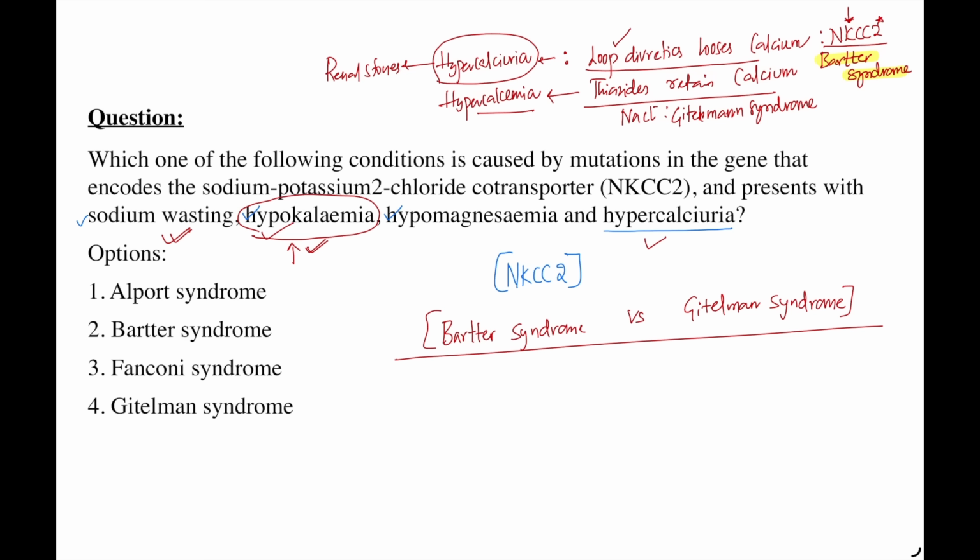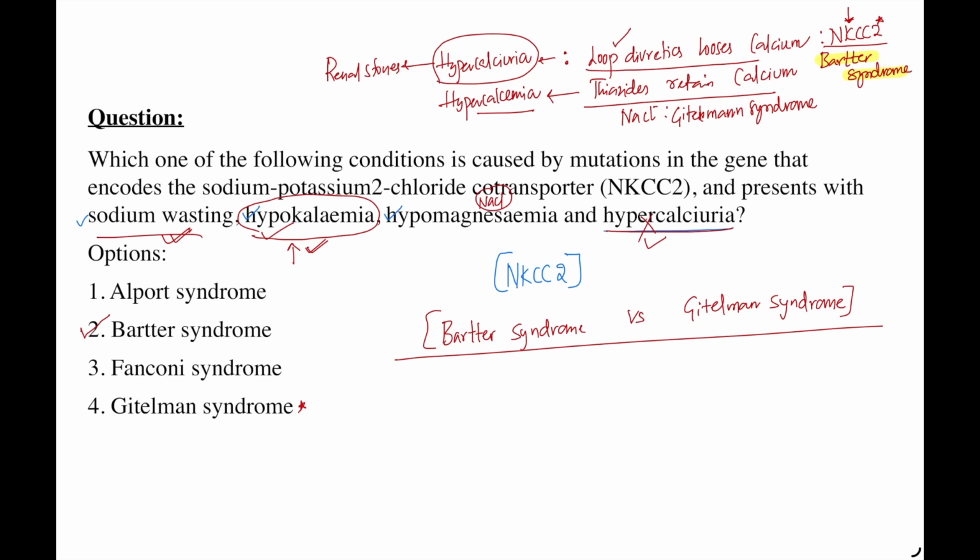Now we have other options here too. The answer for this question is Bartter syndrome, because you see sodium wasting, hypercalciuria and hypokalemia. If the same thing presented with a sodium chloride channel mutation with hypocalciuria, then it would have been Gitelman syndrome.